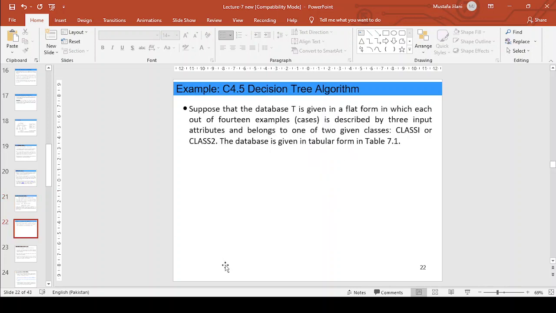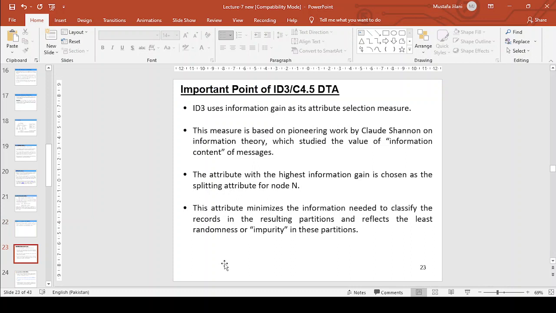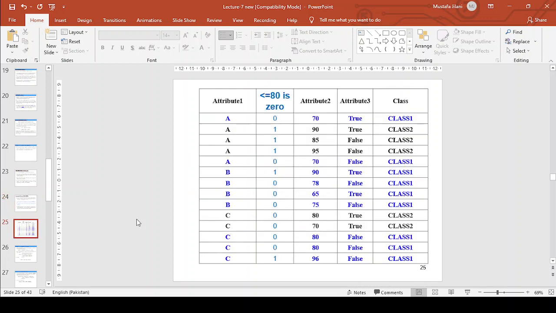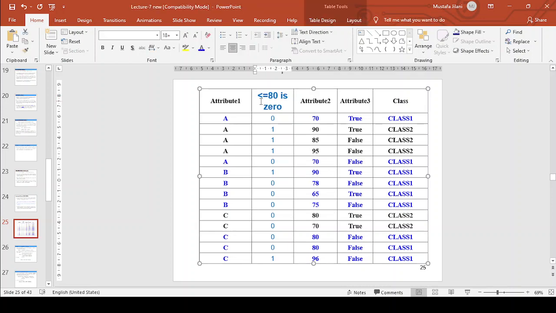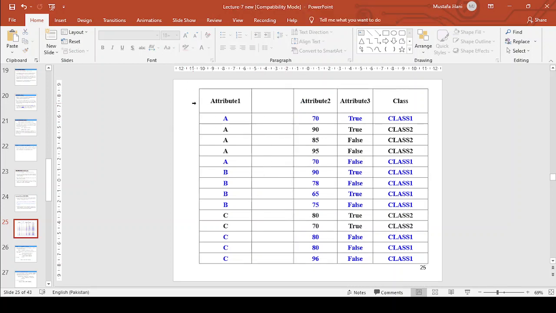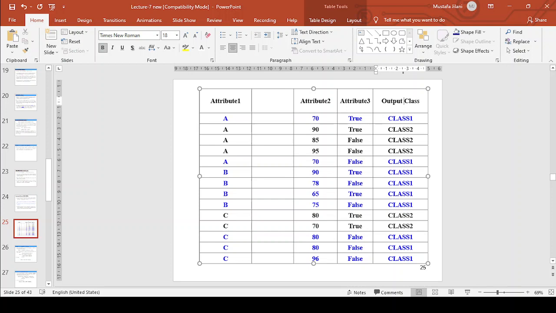I want to explain the example because that will be easily understandable, and then you can understand this wording. There is a lot of theory. In place of theory, if you solve this first and then go back, then you will understand it more clearly. I am hiding this column. Suppose we have attribute 1, attribute 2, attribute 3, and this is the output class.